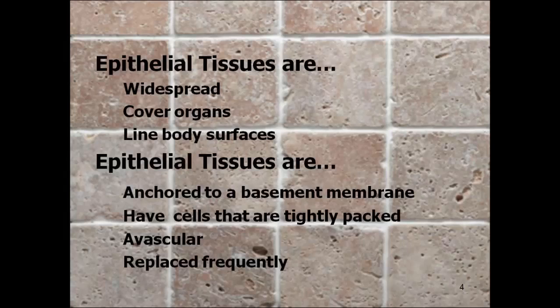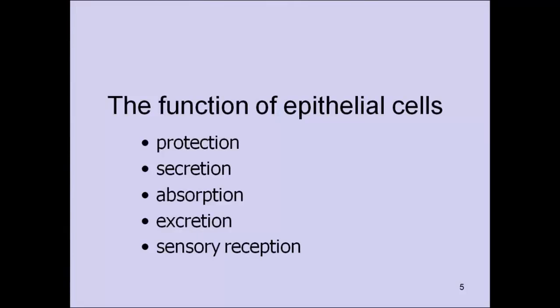These cells are glued to the underlying tissue by what is called the basement membrane. There is also a free surface, so the epithelial tissues are attached only on one surface. Epithelial tissues are avascular, meaning they have a very poor blood supply, but they are replaced quite frequently. The epithelial tissues of our digestive tract will be replaced about every 5 days.